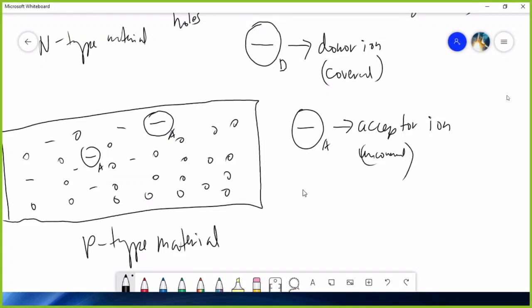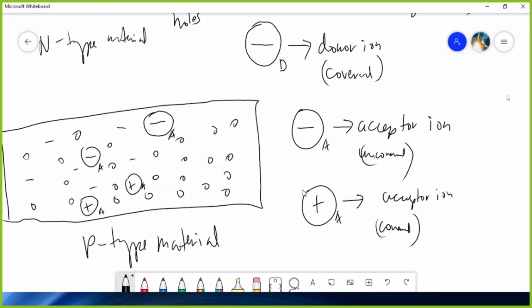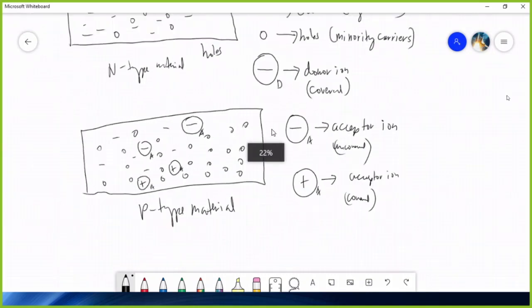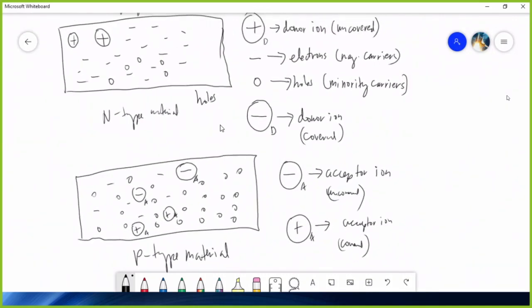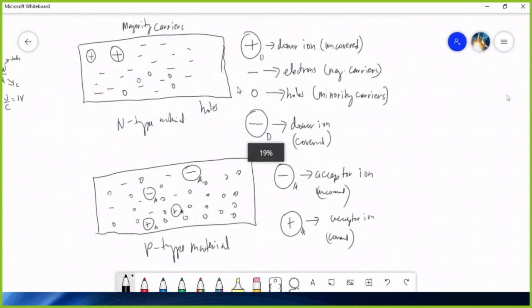Okay, meron naman isa pang symbol. Positive naman yung ion mo. Positive yung nasa loob. So acceptor ion pa rin siya. Pero hindi pa siya nakakatanggap ng gumagalang electron. Okay, so this is still covered. Okay, so I hope malinaw itong mga symbols na gagamitin natin, no, bago tayo mag-proceed. So if you want to do a screen grab, do so muna.